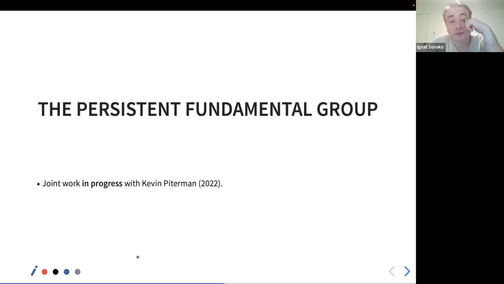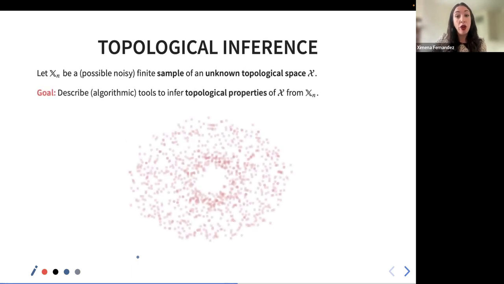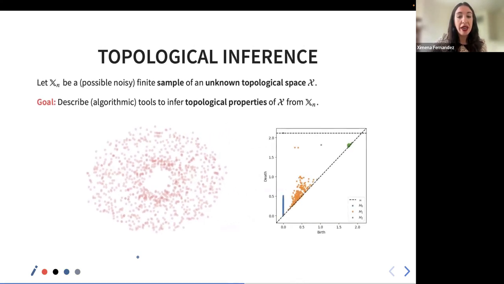So I was saying that this is a work in progress. It's in a very early stage, but I want to tell you at least the starting point. The motivation of this application is, again, the inference of topological properties of a topological space from a sample, and we're looking for algorithms to achieve that, like in the case of persistent homology.